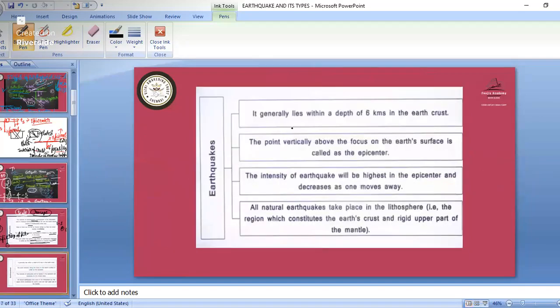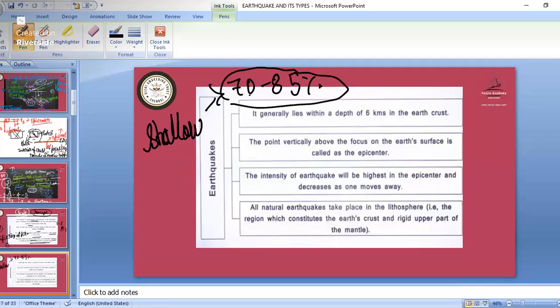Then it generally lies within a depth of 6 kilometers in the earth crust. So we have the shallow focus earthquake. Mostly we saw that 70 to 85% of earthquakes happen in the shallow focus. So we can conclude that it generally lies within a depth of 6 kilometers in the earth crust.